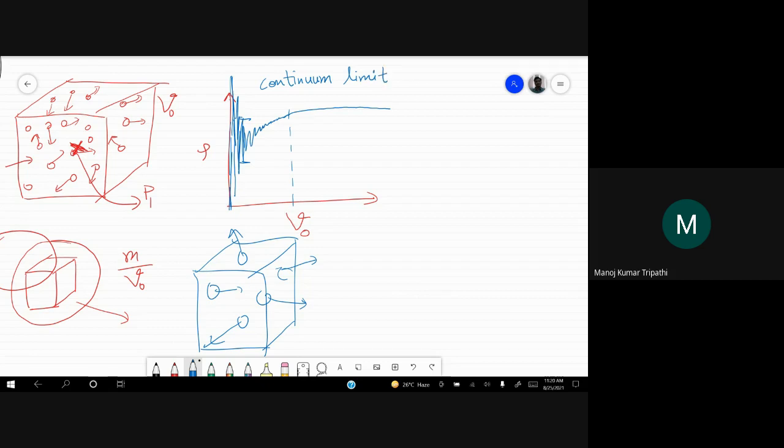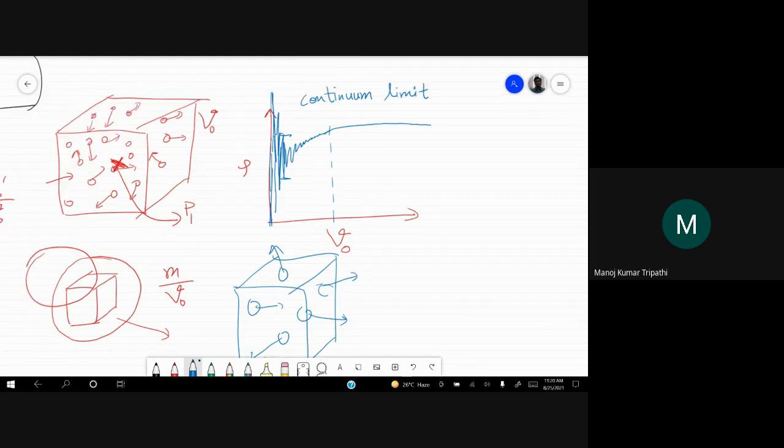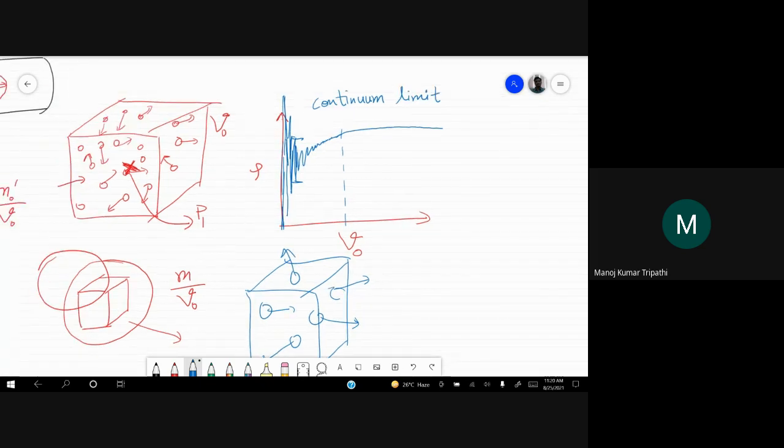So this is the point after which you can treat this material as a continuous medium. If you are below this limit, below this volume, then you cannot consider it as a continuous medium. You have to consider it as something made up of discrete particles, discrete molecules, right?